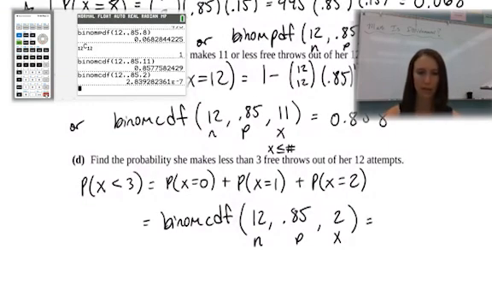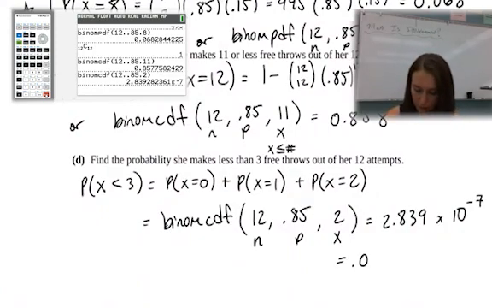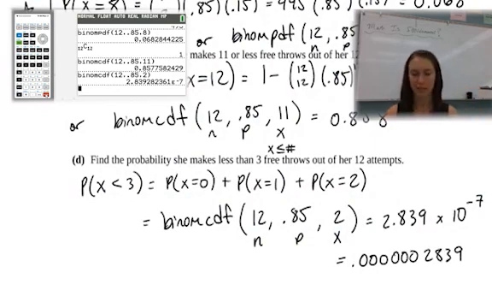I'm going to hit enter, and I get 2.839 times 10 to the negative 7th power. That's what that E negative 7 at the end means. That means I have 0.0000002839. That is a very small chance.